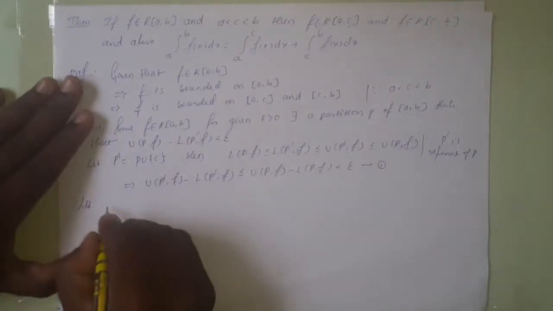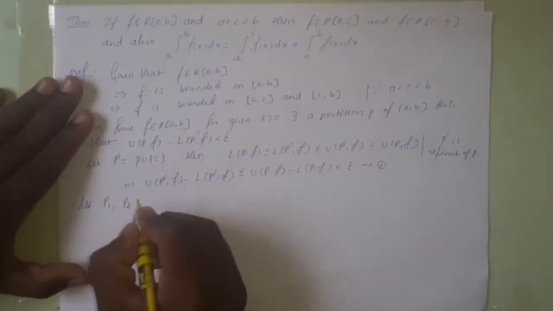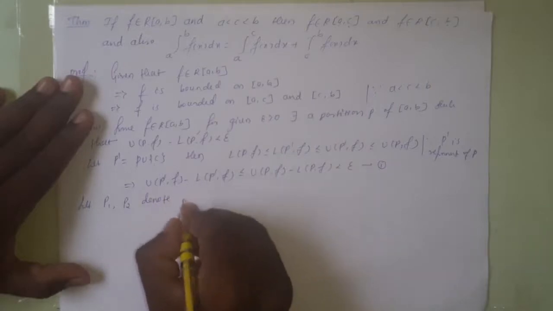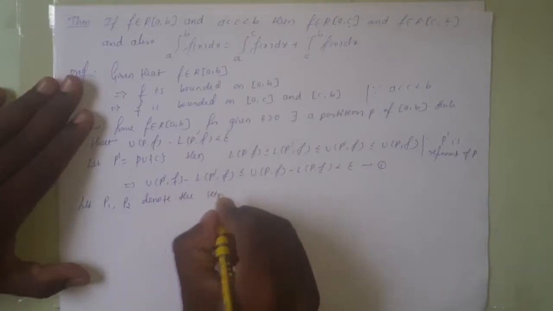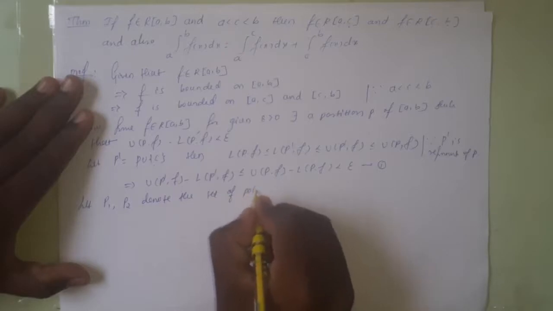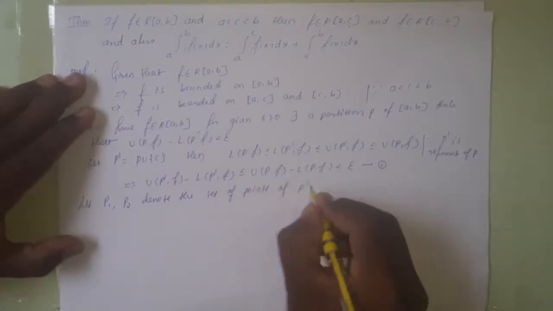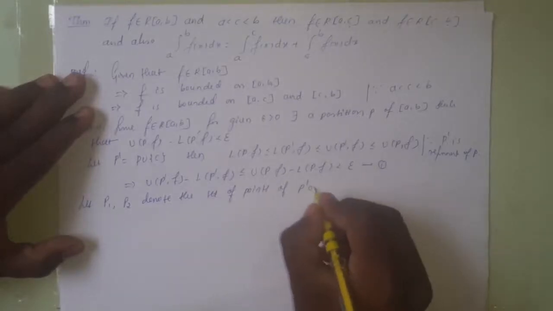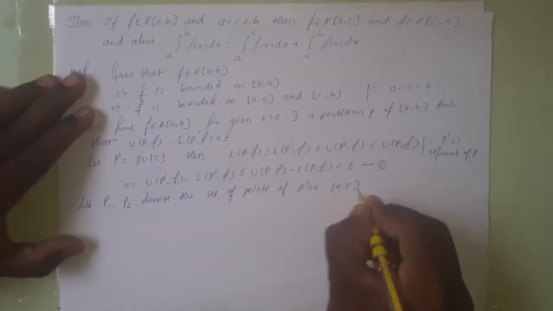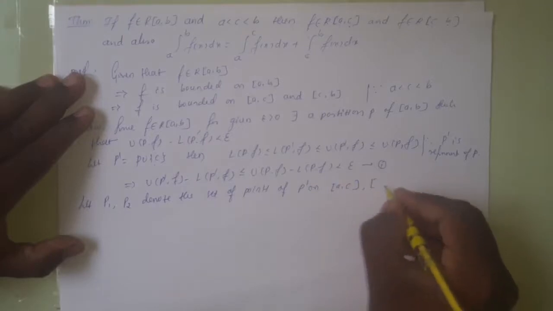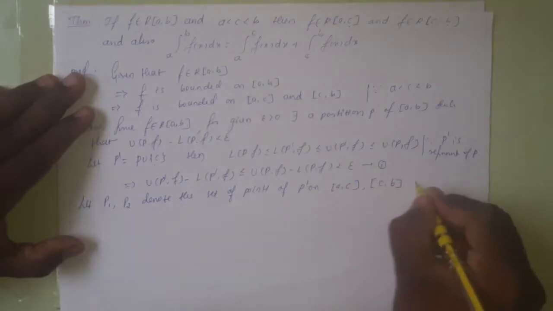Let P1 and P2 denote the sets of points of P dash on the closed interval [a, c] and the closed interval [c, b] respectively.